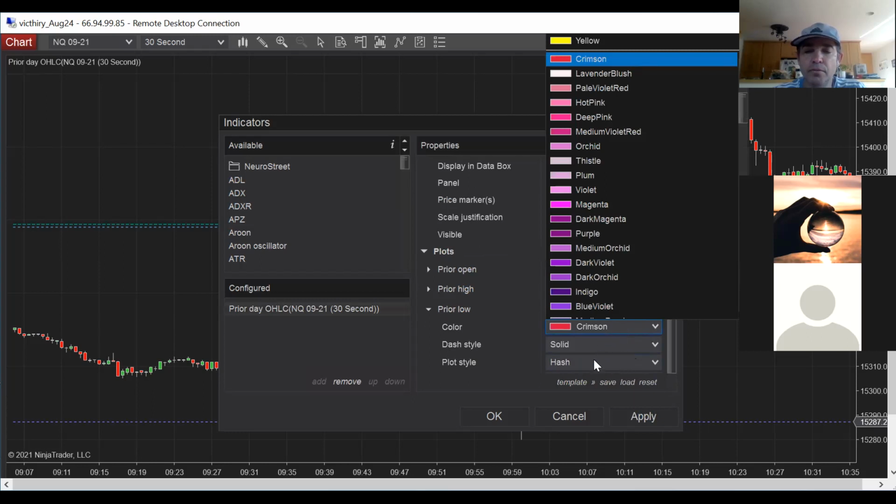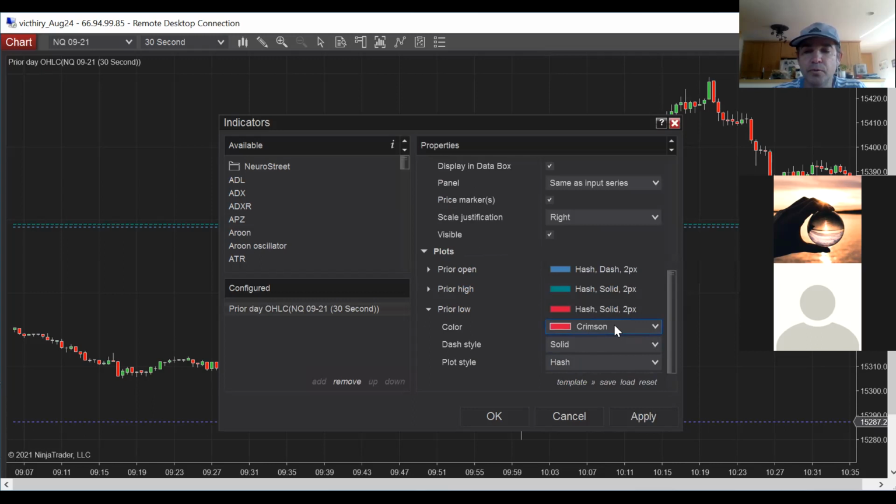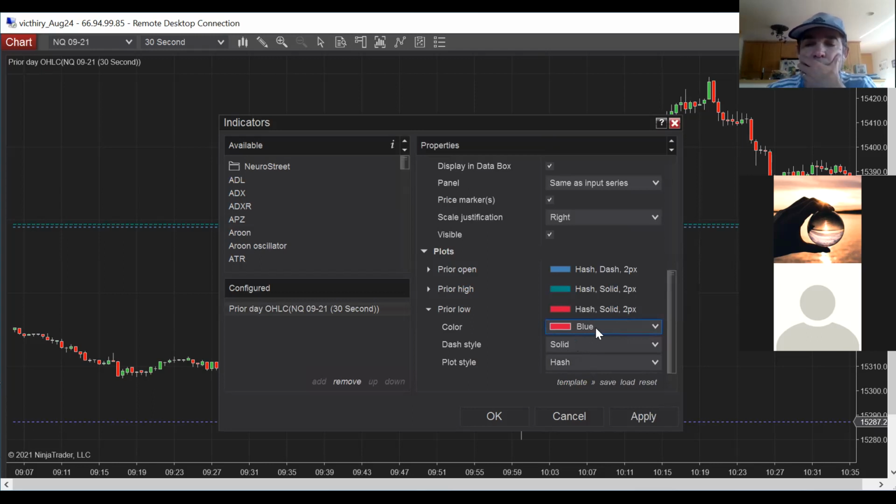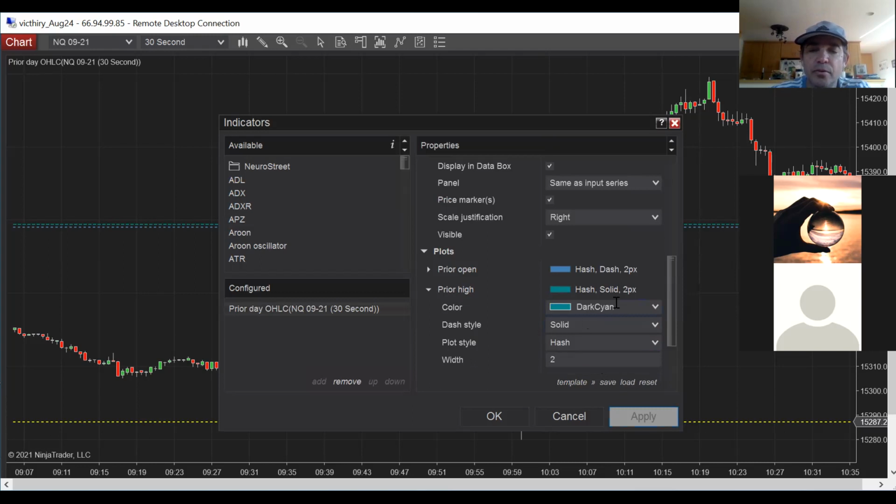The prior day high, you can make it a magenta or purple or whatever is in that line of colors. Cool. Okay. The prior high, you want magenta? Yeah, magenta or purple.